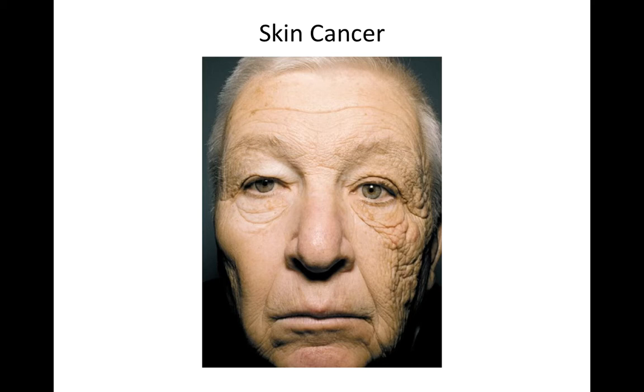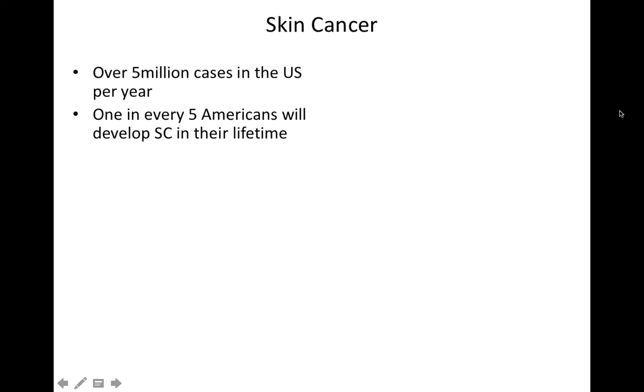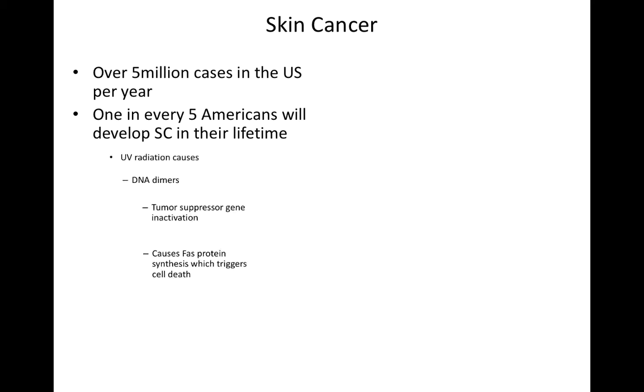So when we talk about the effect of UV radiation on the skin, we can talk about the effect on the dermis, we can talk about the effect on the epidermis. Pretty much every part of it is going to be affected here. So skin cancer is prevalent. We've got over 5 million cases per year. About 1 in every 5 Americans is where we're sitting right now.